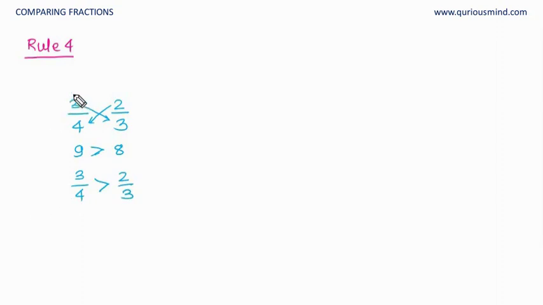The numerator side. So numerator you have to multiply with the denominator of other. So this numerator 3 into 3, 9 we wrote in the numerator side. This numerator 2 into the denominator of first one, 8 we wrote it in this side. Now this side is greater. 9 is greater than 8. In that case, this fraction is greater than this fraction.